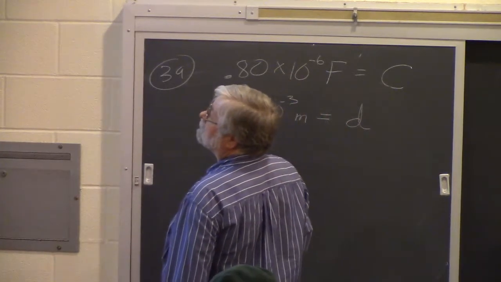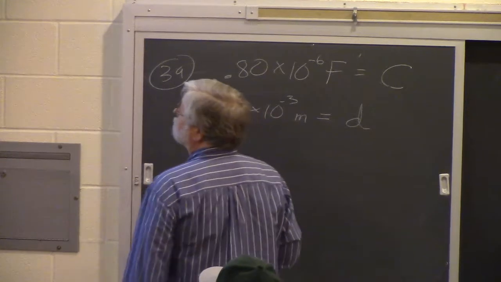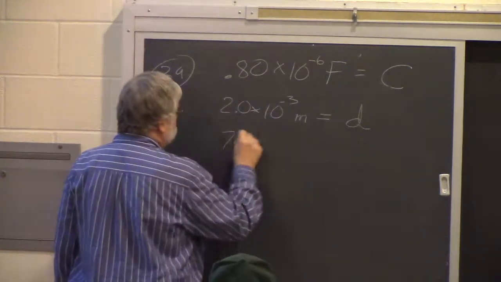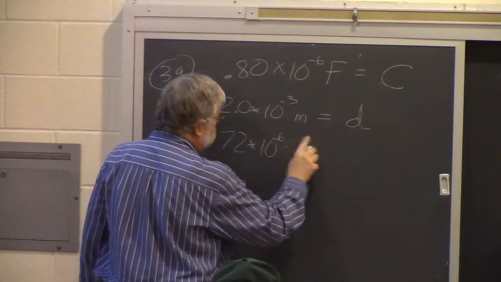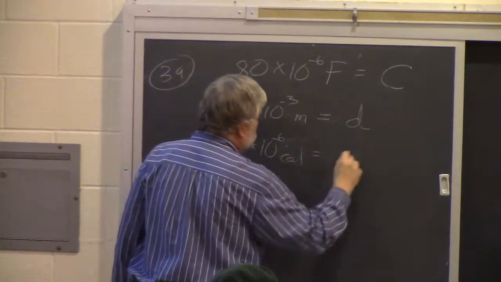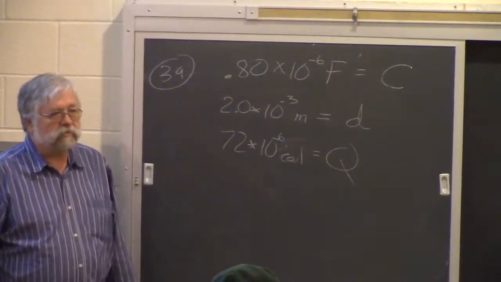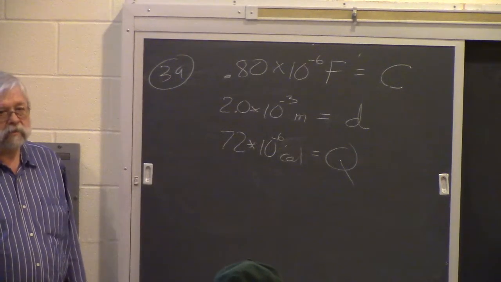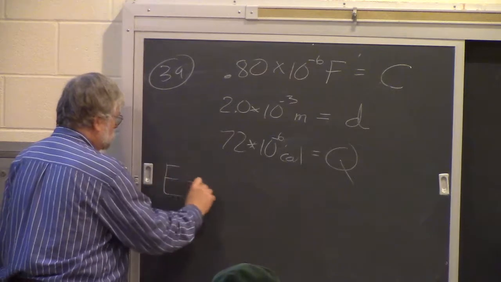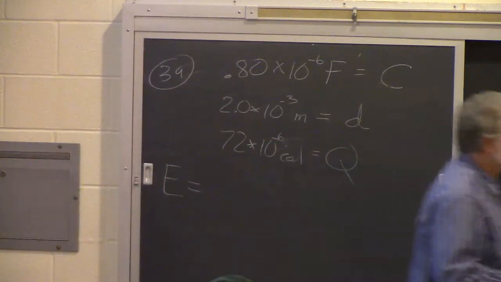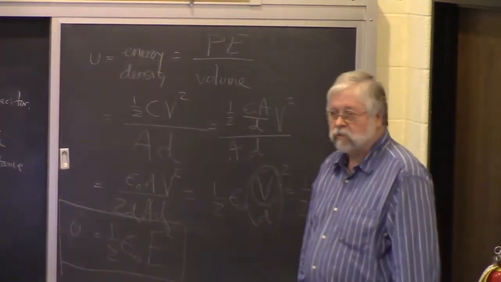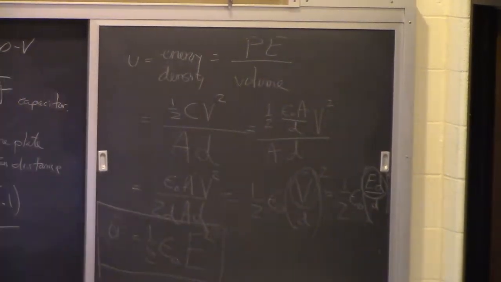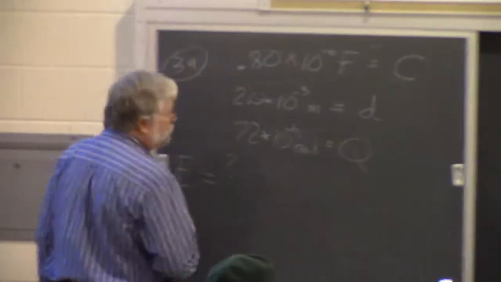What else do we know? Each has a charge of 72 microcoulombs. Let's do that. There's our charge. I'm going to come up with E field. We had a connection between E field and the voltage. I do know how far apart things are, so how about if we explore that idea here?